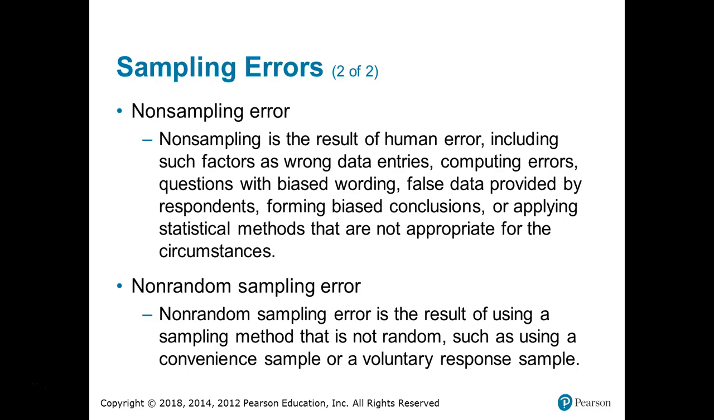Non-random sampling error is the result of using a sampling method that is not random. So convenience sample, which I talked about before, is going to have errors because of overrepresenting or underrepresenting a certain group. Voluntary response sample, people are going to be lying about their results. So you're going to get non-random sampling errors that way.